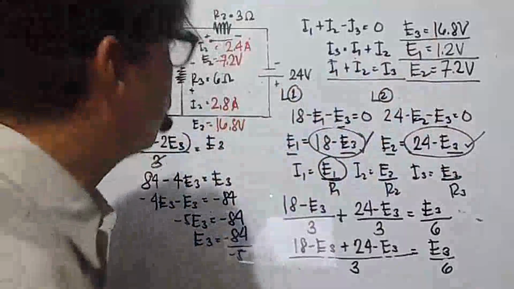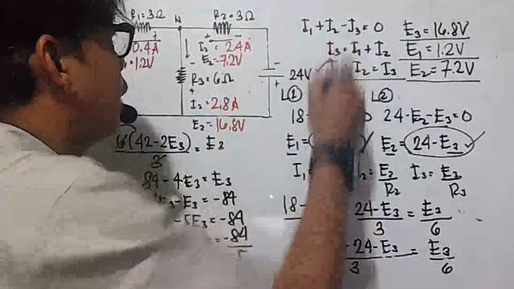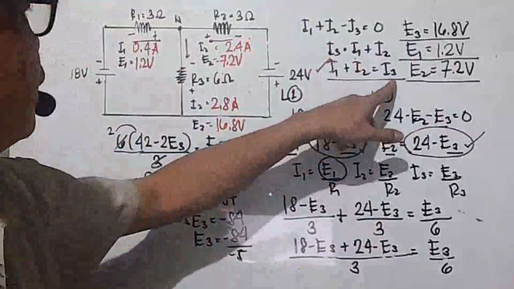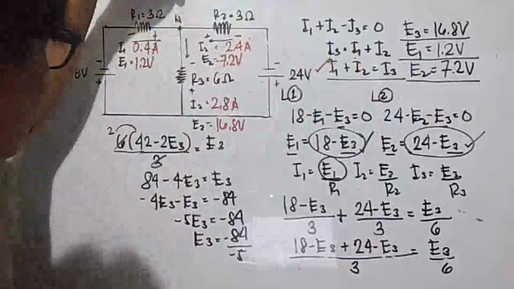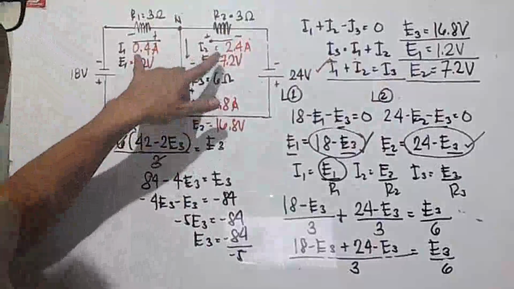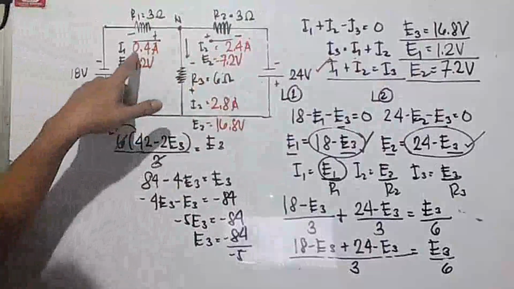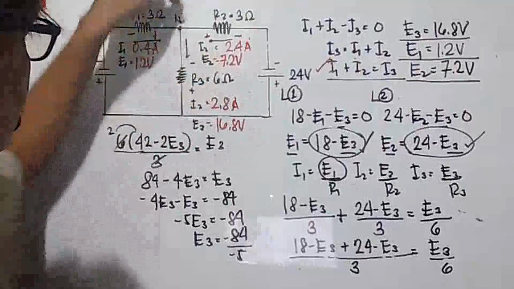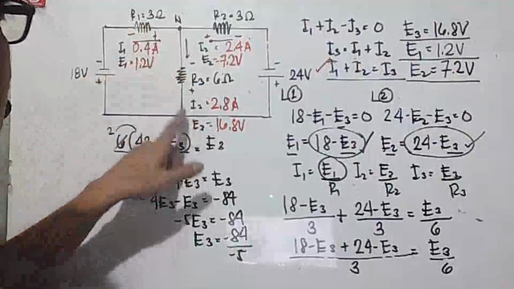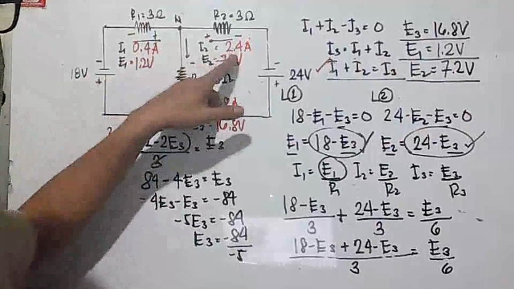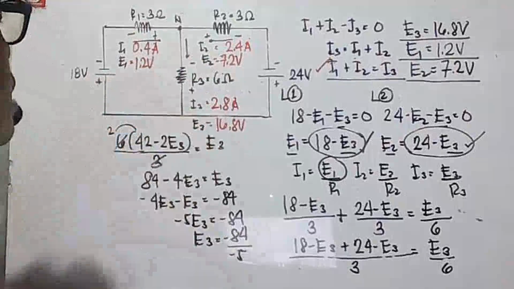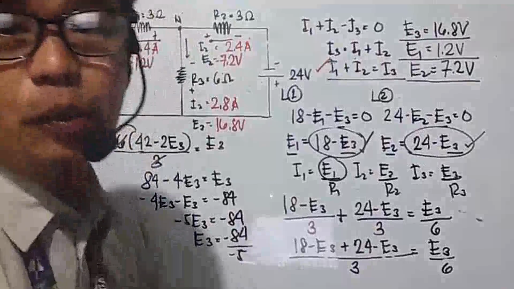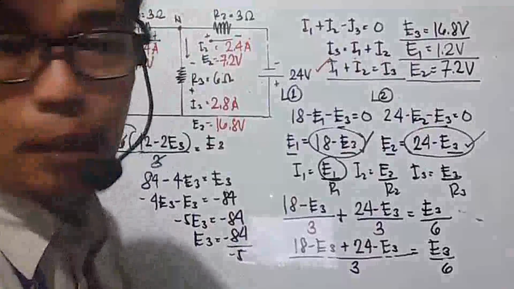But the best way to check it is using the current. So I1 plus I2 should be equal to I3. The two currents entering is equal to the current leaving. So these two are valued at 0.4 amperes and 2.4. They are entering, so you add them and they should equal I3. So I think that's correct. 2.4 plus 0.4 is 2.8 amperes. So you could check the other solution for branch current if we get the same answer.